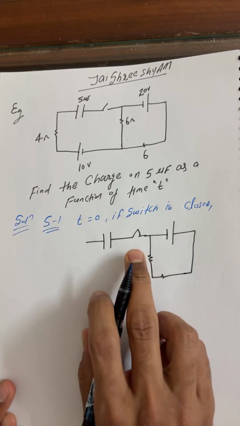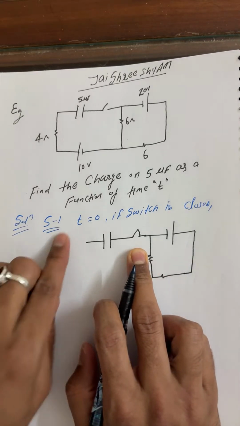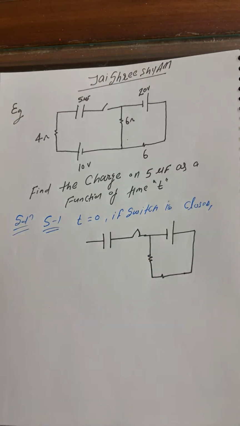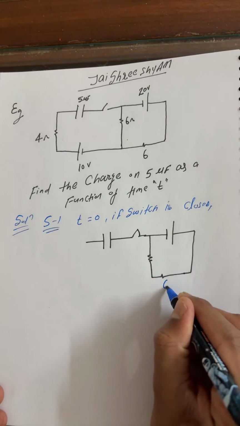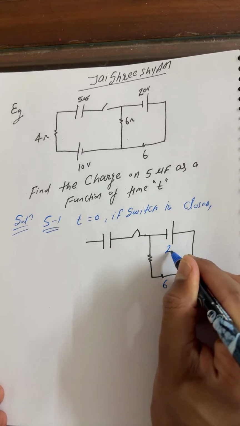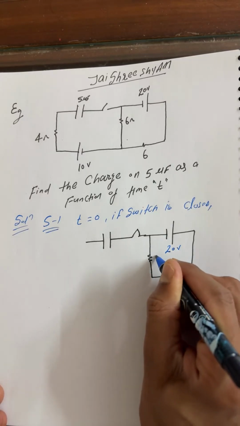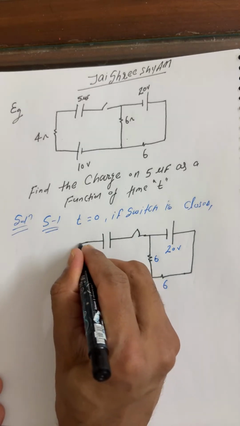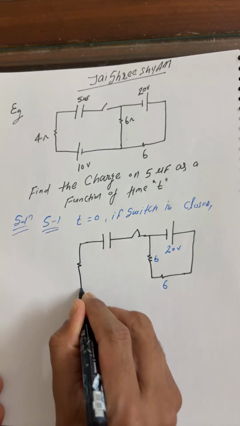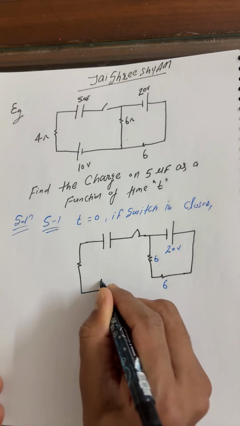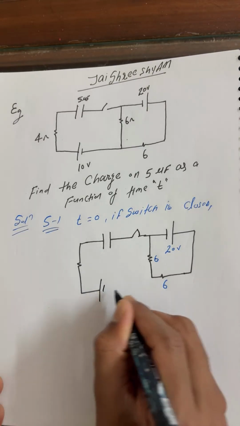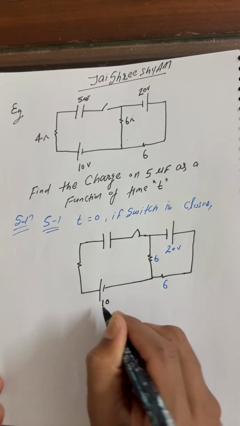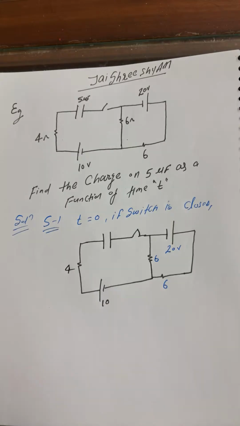Now this is the circuit. I'm drawing it because at time 0 we have to find the charge as a function of time t on the capacitor. So this is 6 ohm, this is 20 volt according to the question. This remains 6 ohm. This is 4 ohm, and this is 10 volt. It's a potential, not ohm. This is 4 ohm.